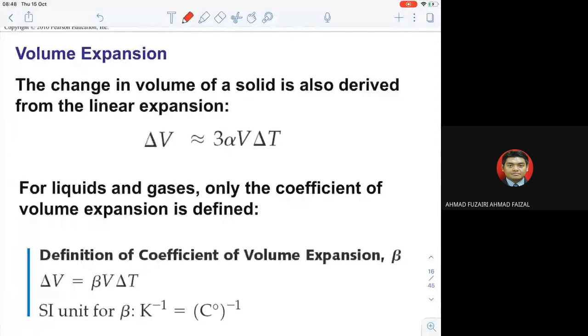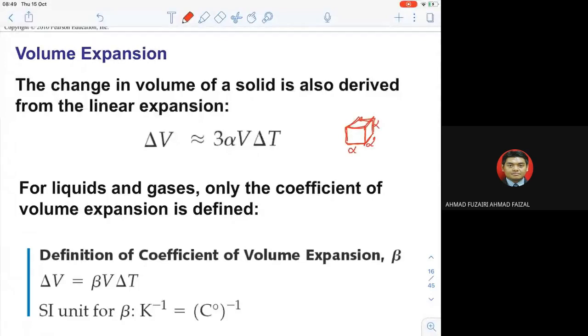So what is volume expansion? The volume expansion will consist of two different parts. Okay, volume expansion for solids, for example, when we have a container. Try to imagine a cube. Of course it has three different axes, x, y, and z. With three different axes, we have alpha, alpha, and alpha, three different alphas.